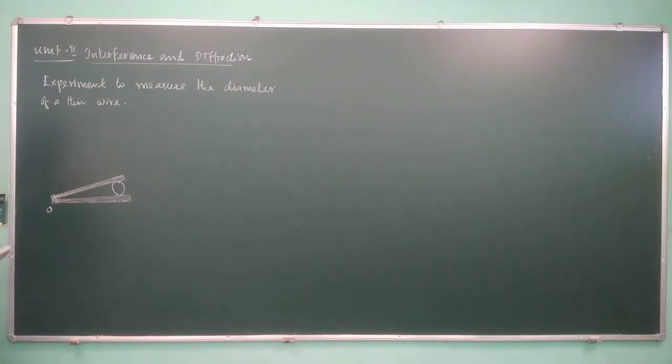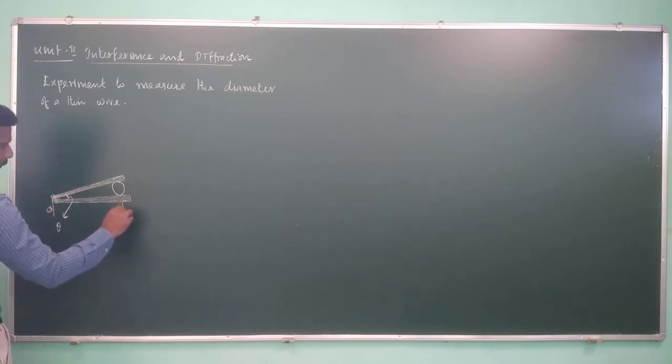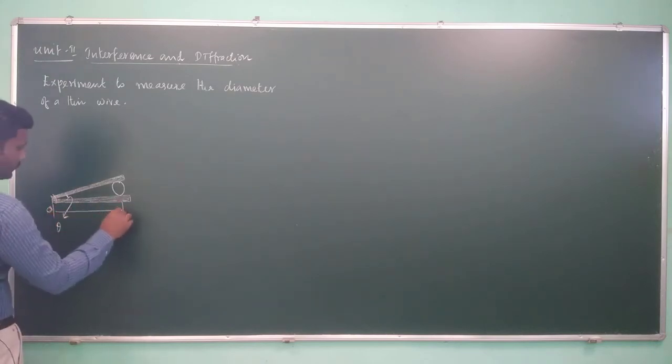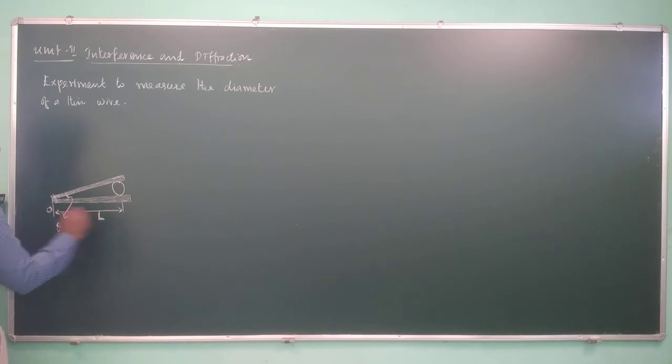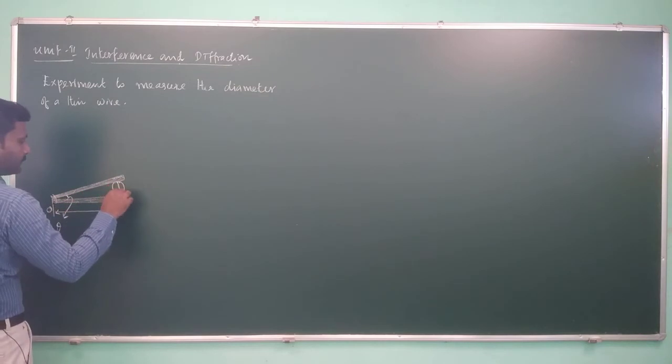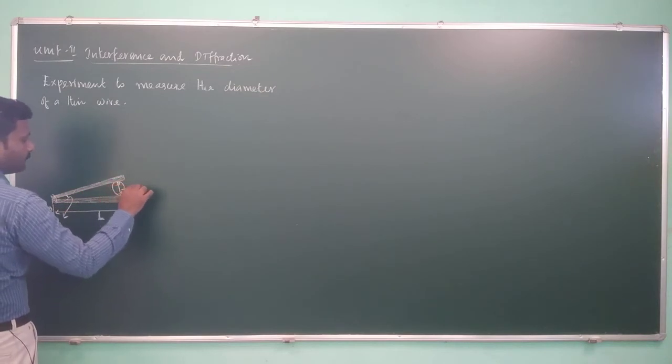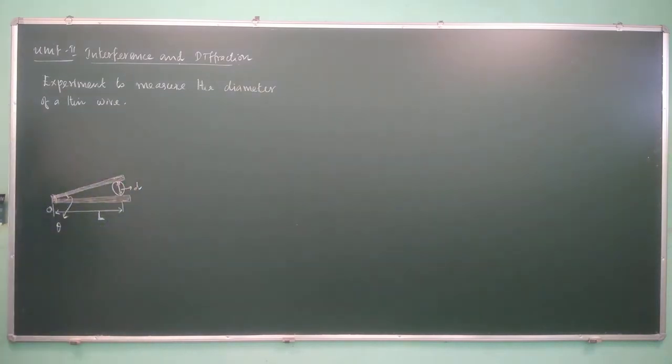This angle is theta, and the distance from this point O2 to the point where the wire is placed is the length L. Now we can say this height is D. That is what we are going to calculate.